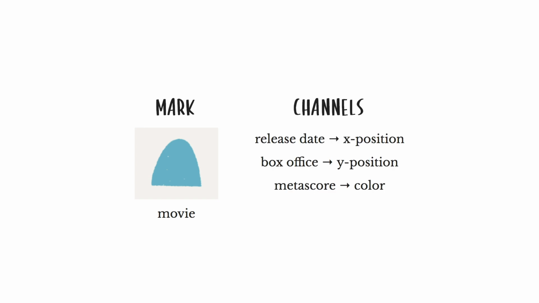The marks for this visualization is this kind of weird curved area thing, and each of those represents one movie. And I've assigned release dates to the X position. I've assigned box office figures to the Y position, with a slight twist that any movies with a box office figure above the median will rise up, and any movies with a box office figure below the median will droop down. And I've assigned Metascore to a sequential color scheme.